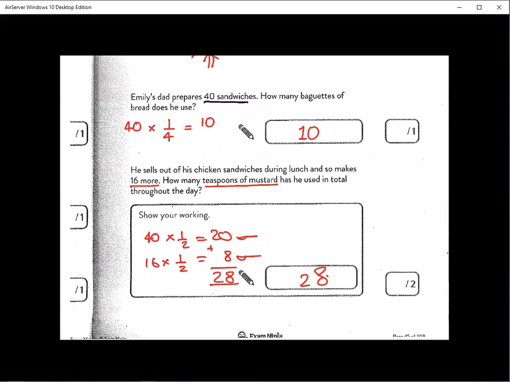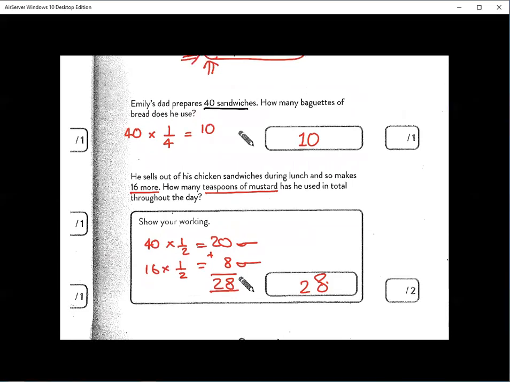Okay, so you need 28 teaspoons of mustard. Okay.